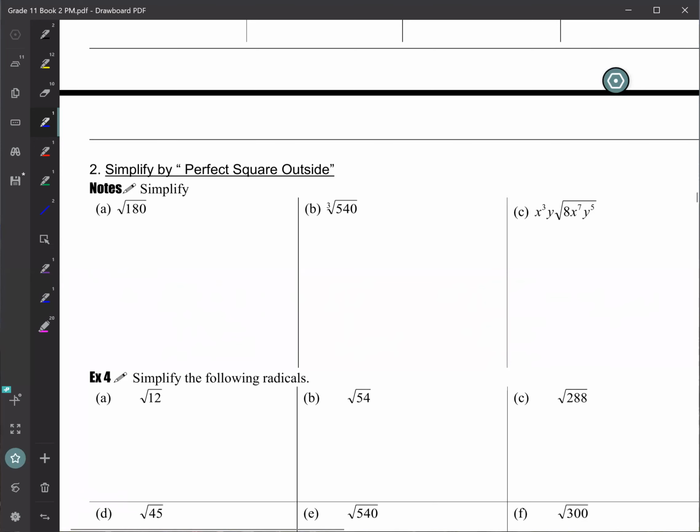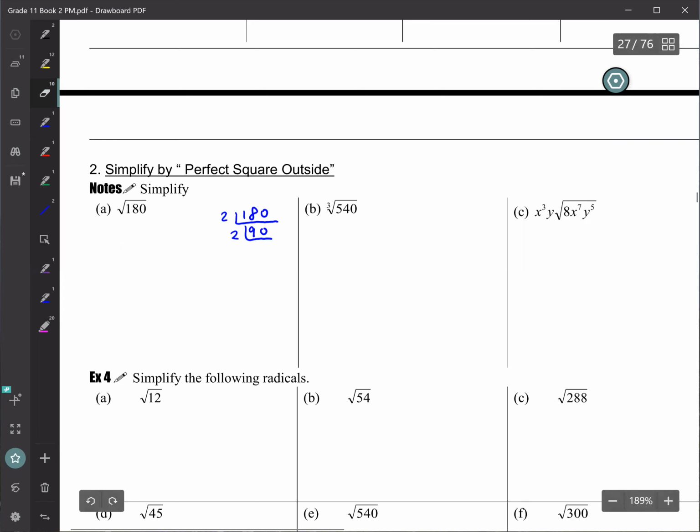So we want to find all the perfect squares that are hiding inside the 180. To do that, we do something called prime factorization, okay? So we put 180 in the box like that, and then use only prime numbers to divide, okay? So the smallest prime number is 2, because 2 is only 2 times 1, okay? So when you divide by 2, you get 90, and then you continue to divide by prime numbers until you end up with a prime. So you can still divide by 2 and get 45.